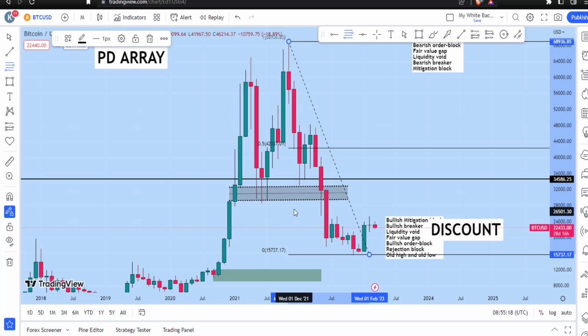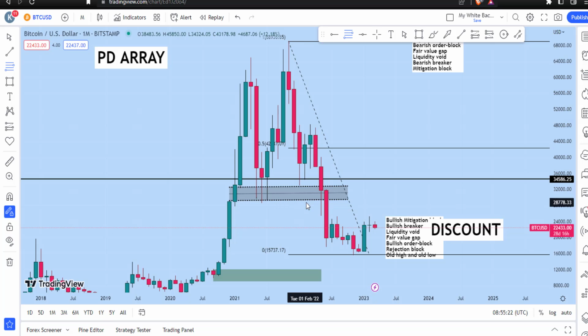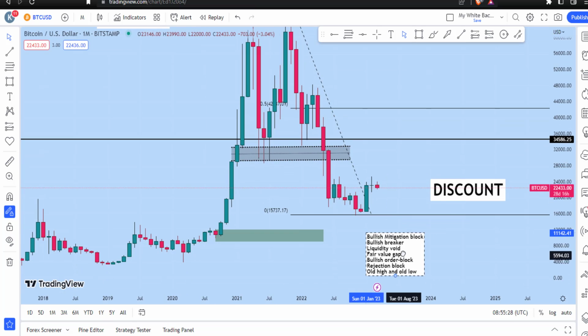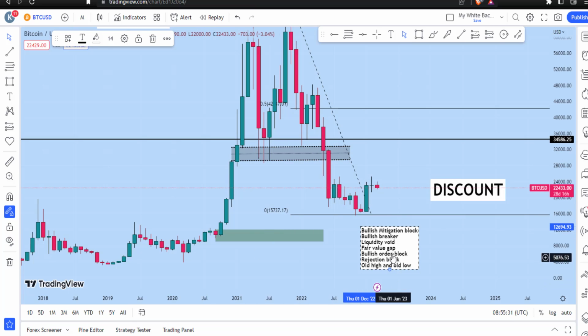So BTC is currently at a discount level. What do we have at this discount level where BTC is? We can see that we have an old low. Let's take it at this discount level. We start from a mitigation block. Do we have a mitigation block at this area where Bitcoin is? We don't have a mitigation block. Breaker, we don't have a breaker. Liquidity void, we have a liquidity void which has been filled up. Fair value gap, yes, we have a fair value gap.